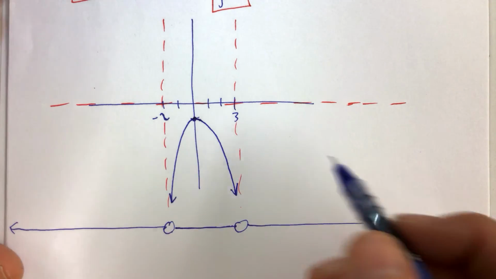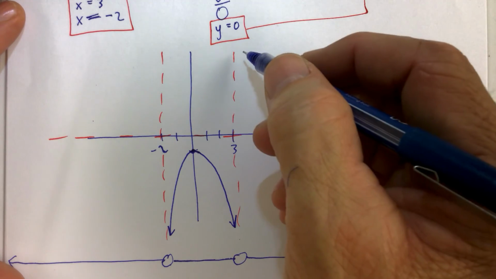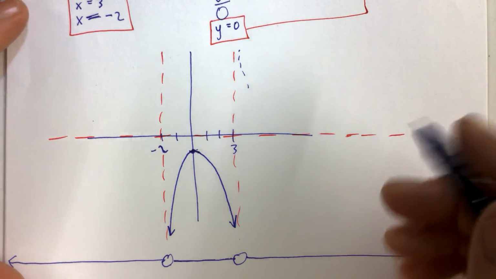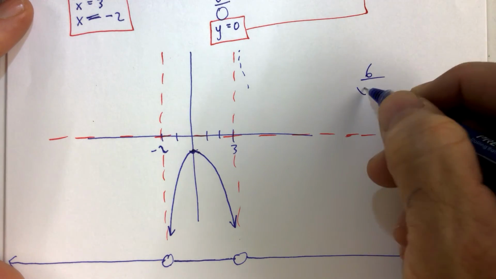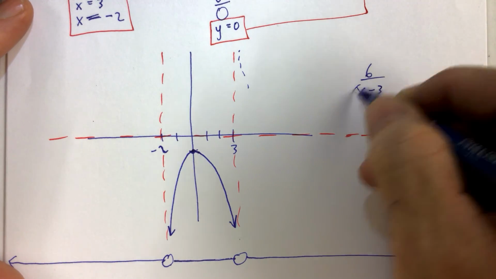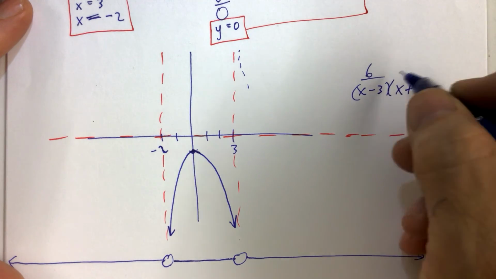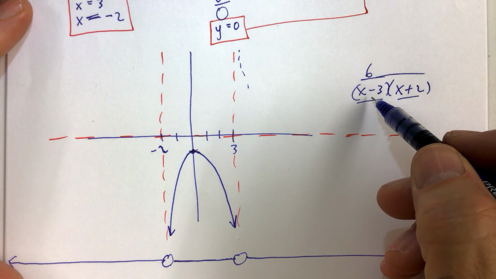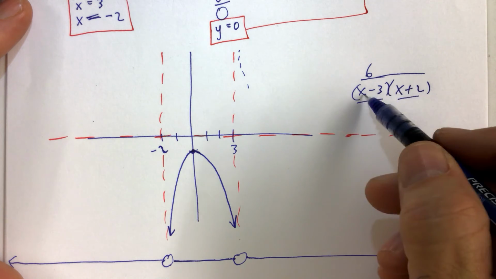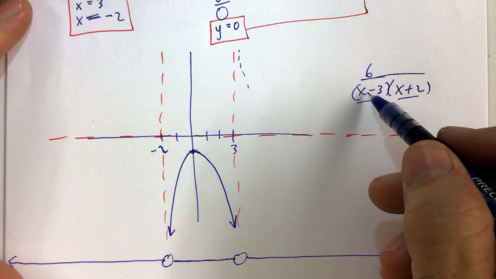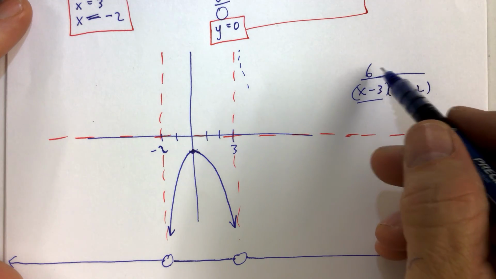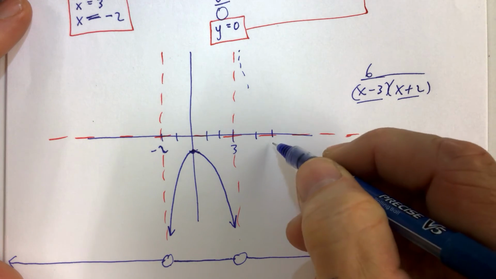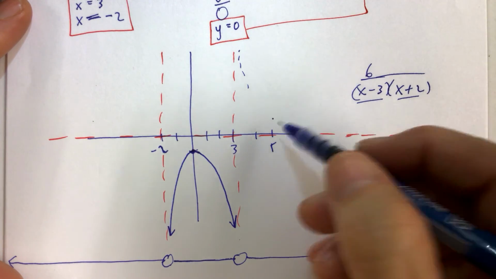Now, the next part is, do we go up here, or do we go down here? Well, if we replace x with a bigger number than 3, like 5, and you replace x with 5 in both of the factors in the denominator, you're going to get a positive times a positive, and the numerator is positive. So the whole thing, when you replace x with 5, you're going to be up here above the x-axis.